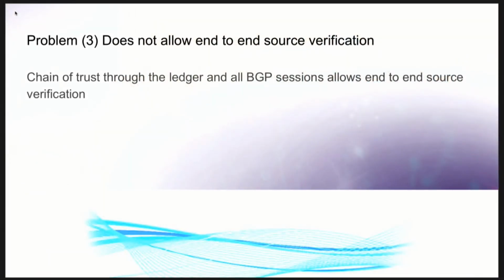Problem three is that there isn't right now a good end-to-end source verification. This chain of trust ledger all along the way allows that. And so that sort of solves that.